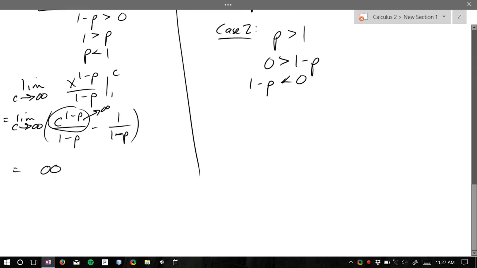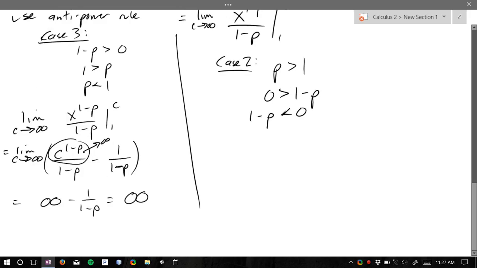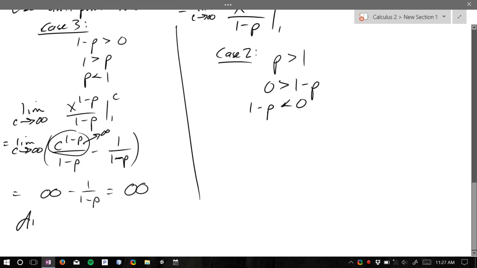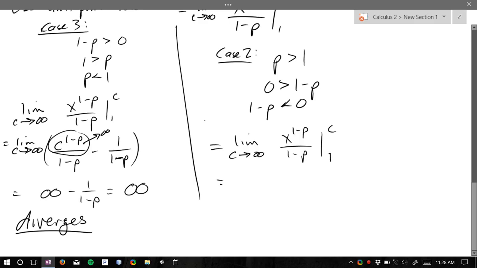So this is going to infinity. And our limit is infinity minus whatever the number is. We get infinity. So that means case 3 diverges. Our case 3 is divergent. Let's do the same thing, so repeat the same process for case 2. So rewrite our limit. C approaches infinity. So figure out what this one should be. So now you have the opposite. 1 minus p is now negative, less than 0.